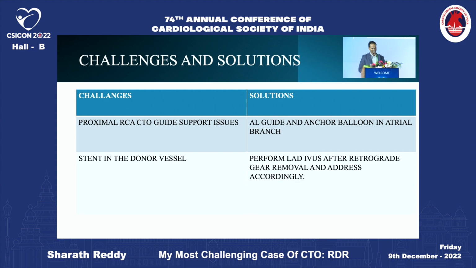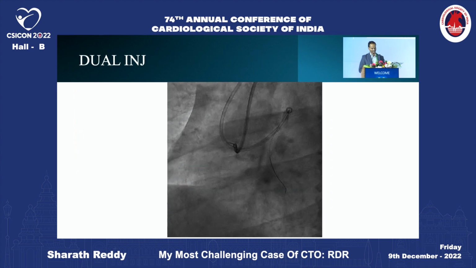These were the challenges which I anticipated. Proximal RCA CTO, the guide support is an issue, and we thought of taking an AL guide with an anchor balloon support, and also the stent in the donor vessel, which can create a problem. So you can do IVUS after retrograde wire removal and address accordingly if there is any dissection.